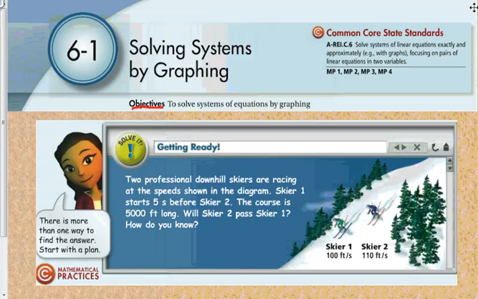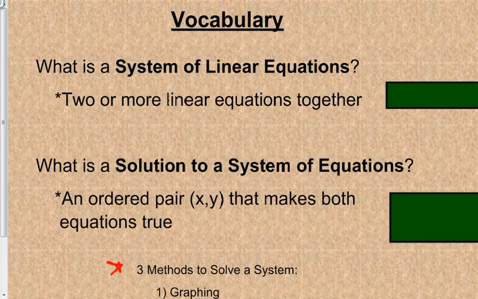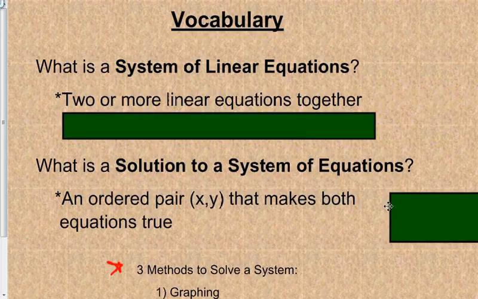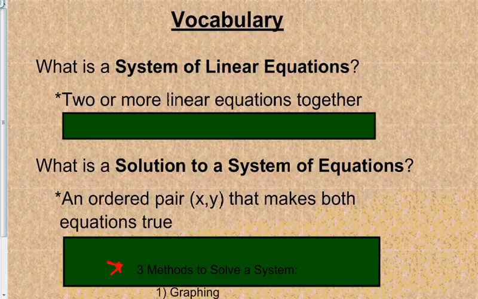All right, continuing with section 6.1 on solving systems by graphing, we're going to talk about a couple special situations. So it still goes under the same goal of solving systems of equations by graphing. Just to recap, a system of equations is when you have two or more linear equations. And a solution to a system of equations would be an ordered pair that makes both of them true. So we're trying to find an ordered pair, meaning one x and one y, that works for both equations.